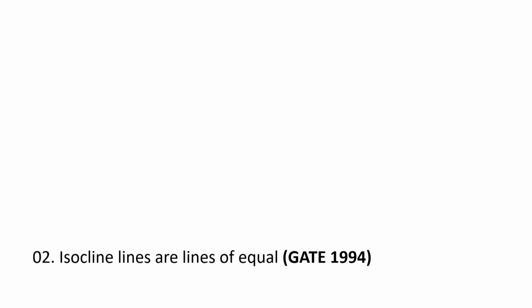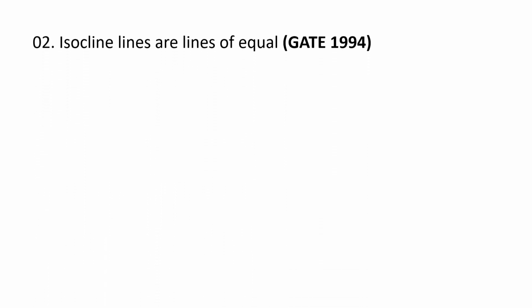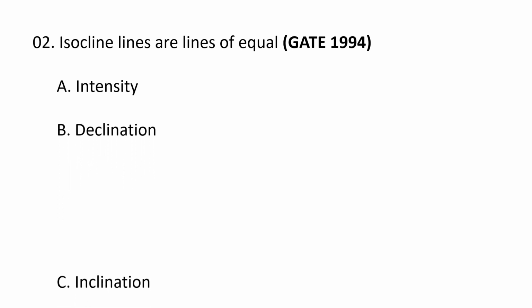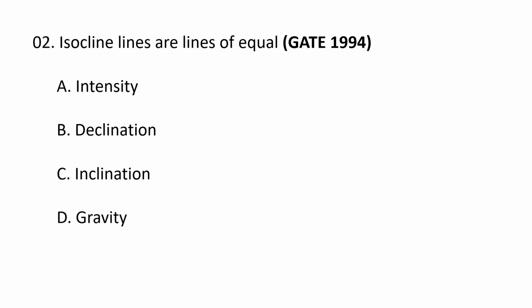Next question. Isoclinic lines are lines of equal A. Intensity, B. Declination, C. Inclination and D. Gravity. So what are isoclinic lines? Isoclinic lines are lines of equal inclination. A line drawn through all the points on the Earth's surface having the same magnetic inclination is known as an isoclinic line. So C is the correct option. All these are the questions asked in a GATE exam 1994.